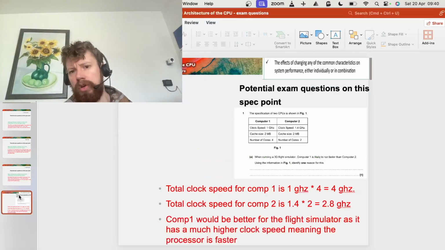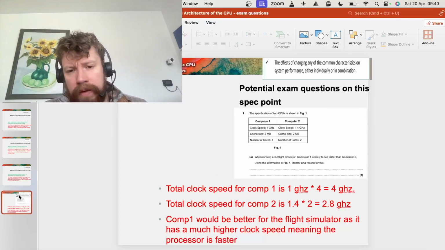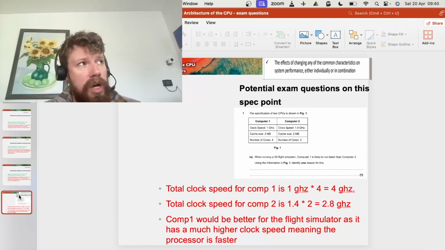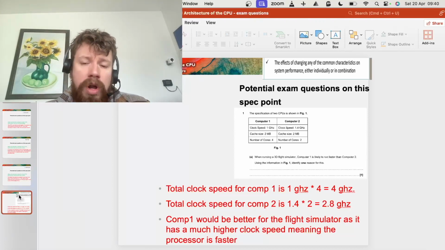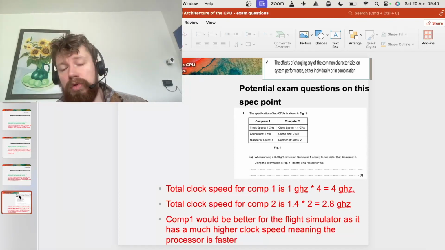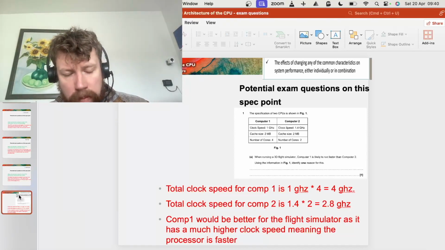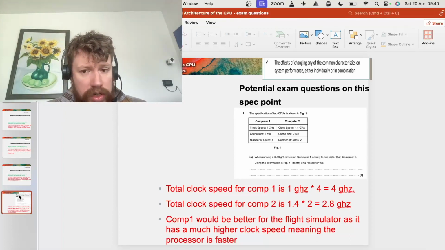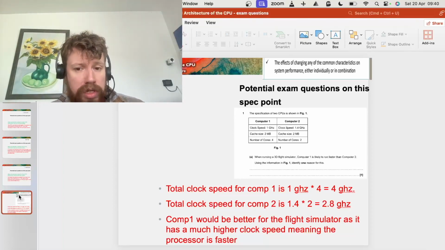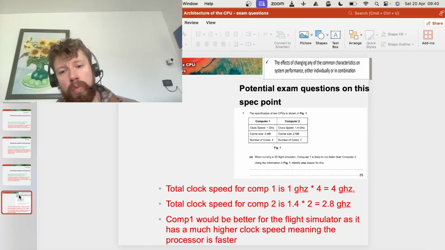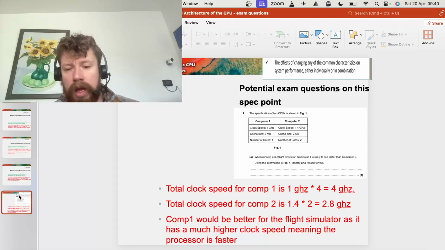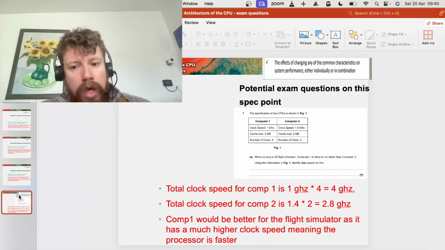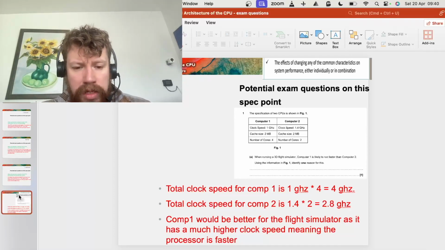I thought I'd just include this last question on there, which is actually from an OCR paper, but I've seen similar ones on Cambridge International and on AQA, and I thought this would be a good talking point. So how do we answer this question, where it gives you two computers with different specifications? It says computer 1 is more likely to run the flight simulator than computer 2. Identify one reason for this.